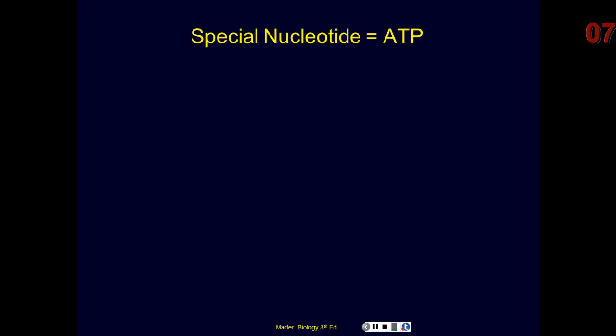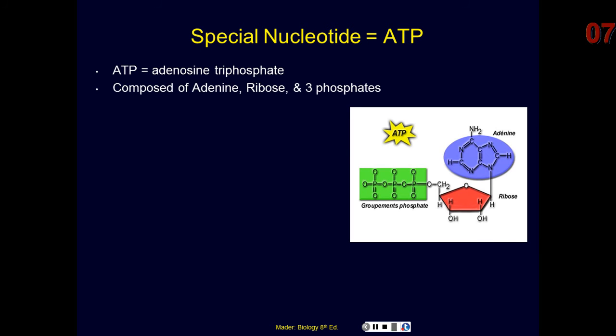Okay? So our special nucleotide, our third, is called ATP, or adenosine triphosphate. It is an adenine, a ribose, and 3 phosphates. That's why it's called triphosphate. Tri means 3. So we have our adenine here. We have our 5-carbon sugar right here. That's a ribose. And here are my 1, 2, 3 phosphates right there.